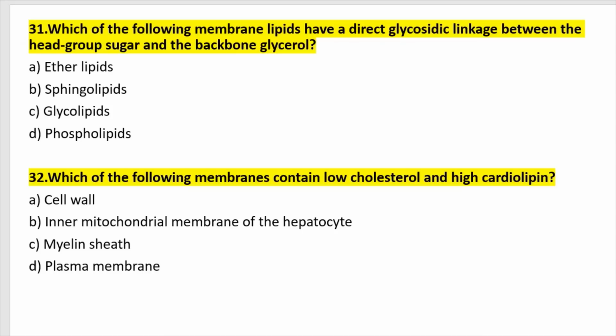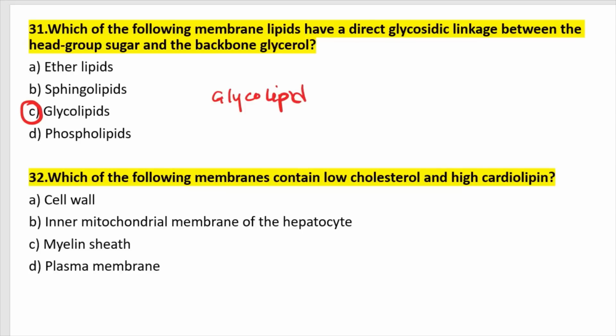Which of the following membrane lipids have a direct glycosidic linkage between the head group sugar and the backbone glycerol? So we have a sugar, which is a glyco, and then we have a connection to glycerol, which is a lipid. So it's a glycolipid. So the answer here is glycolipid.